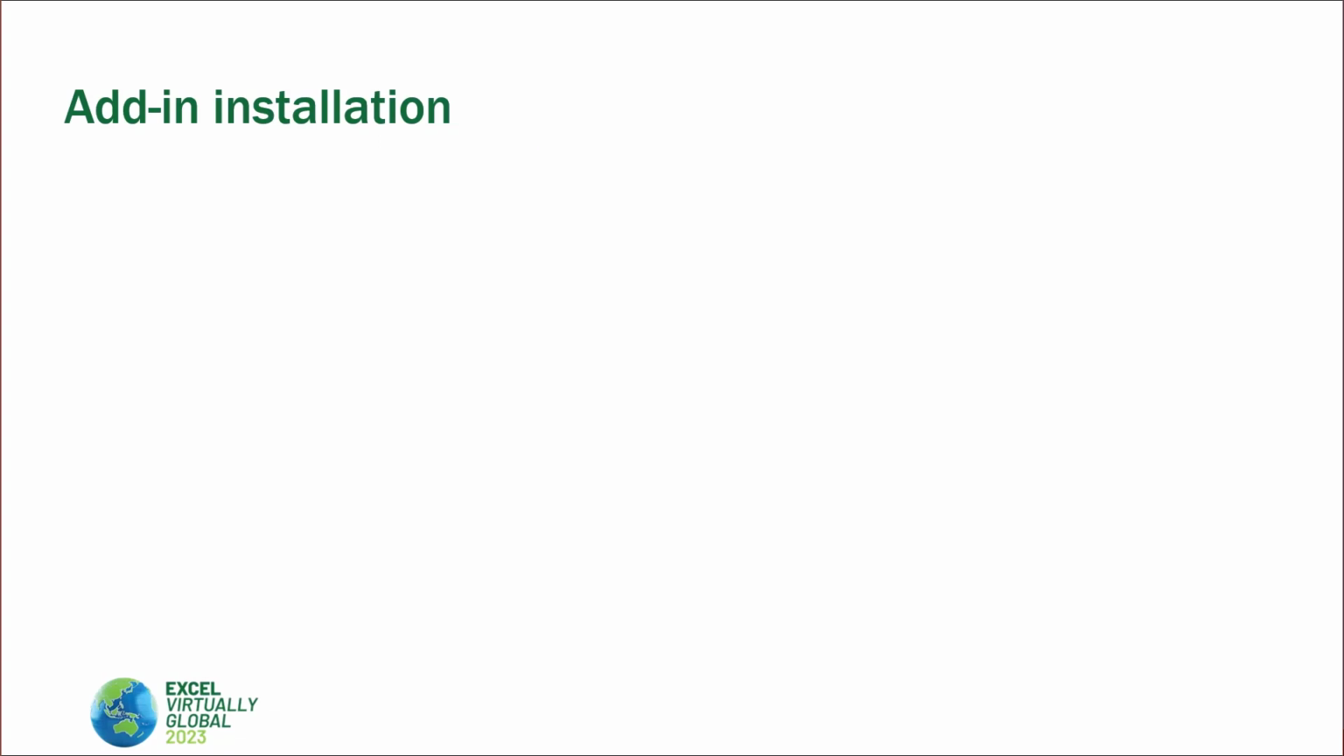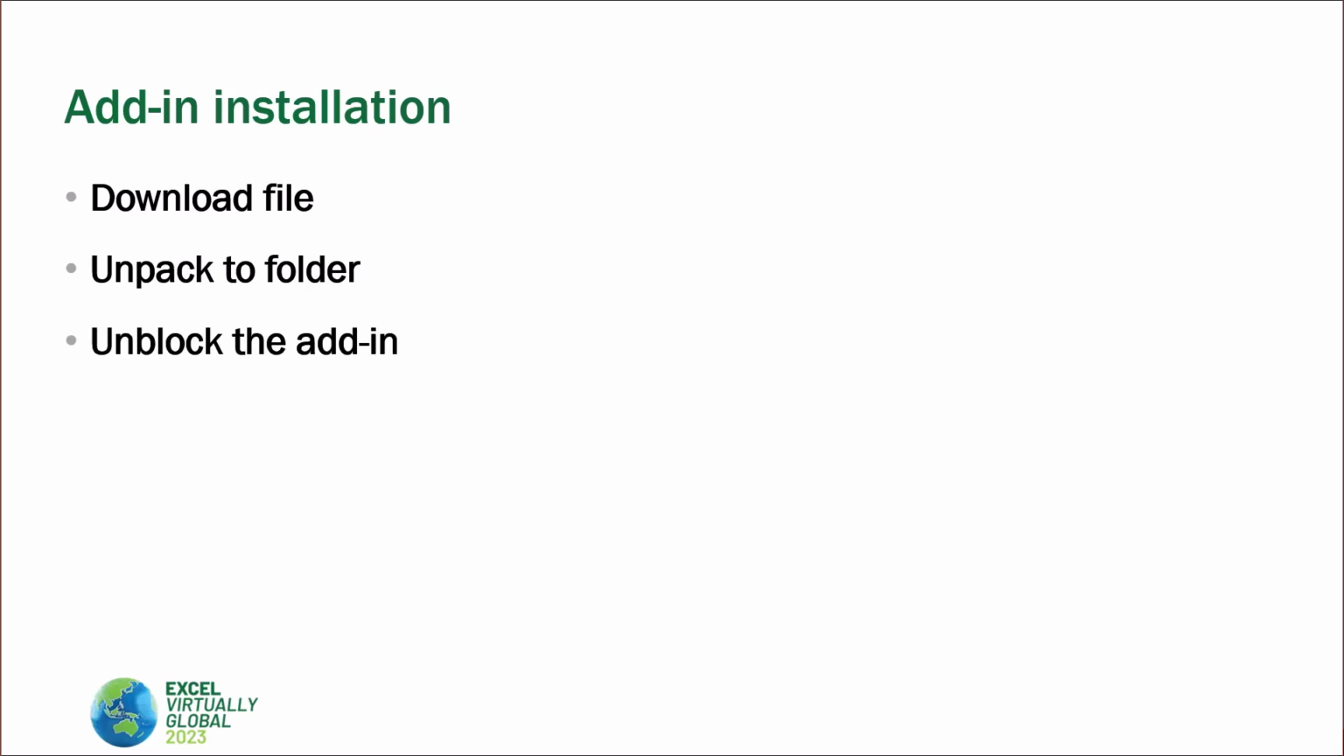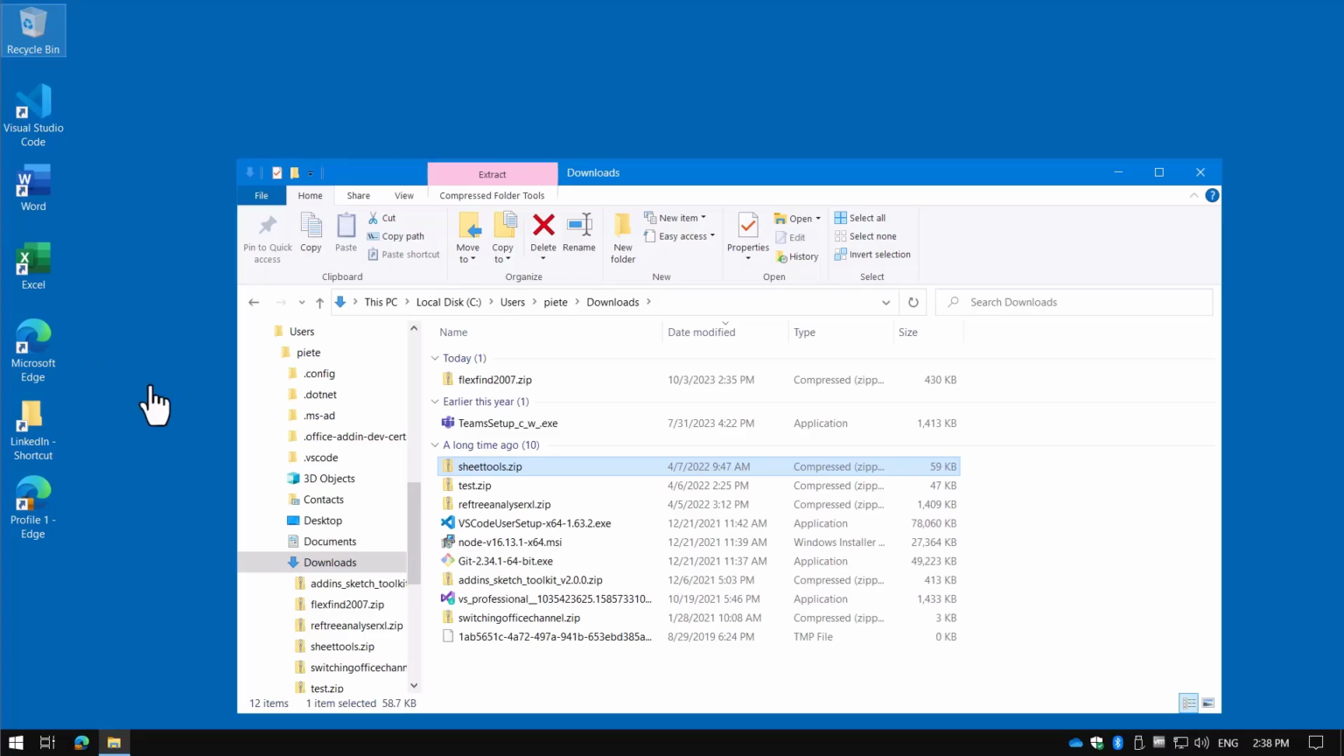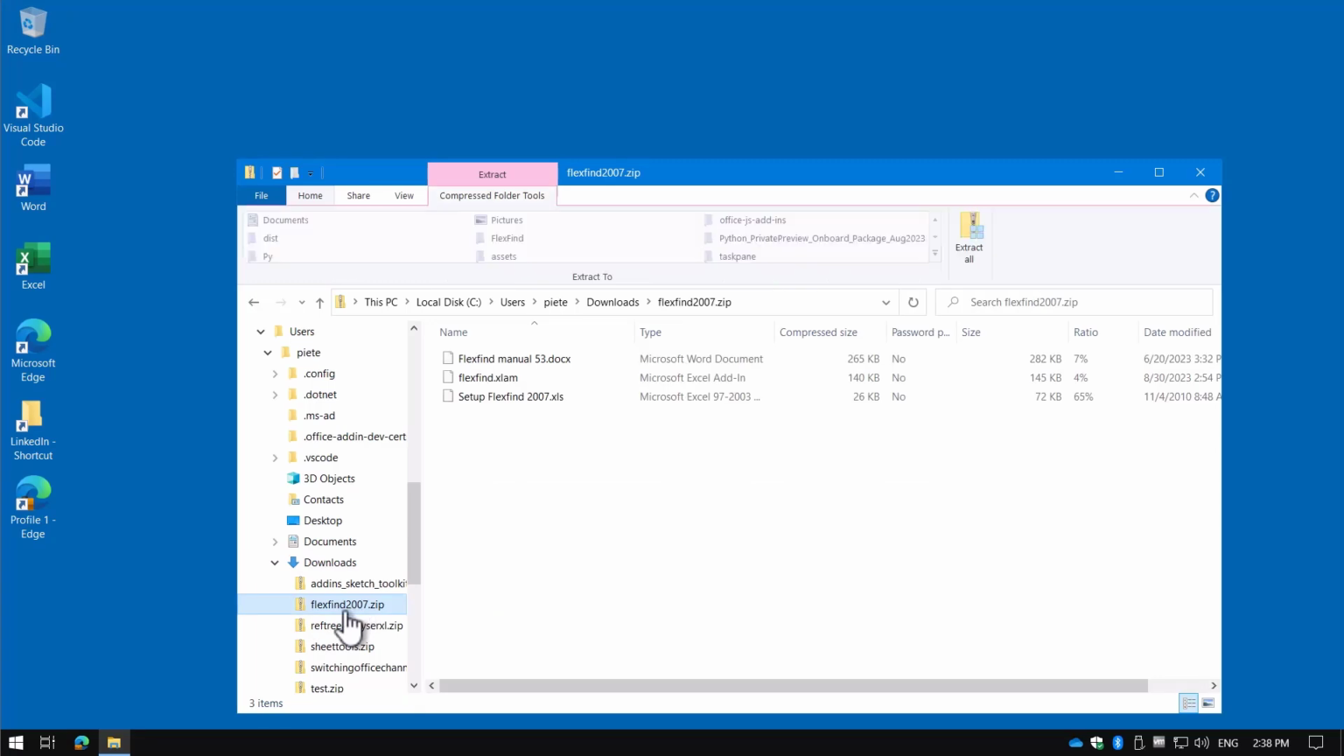Because I see a lot of people struggle with installing VBA add-ins, I've added a little instruction to this video. Installing an add-in is not much more than downloading the file containing the add-in, unpacking the zip file to a folder if it's a zip file, unblocking the add-in file, and installing it using Excel. And let me take FlexFind as a demonstration. So here's my downloads folder, and the file I downloaded is called flexfind2007.zip, and I'll click on that, and it will show the content of that file.